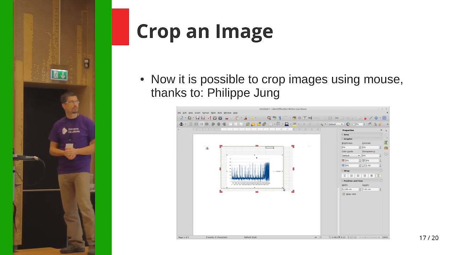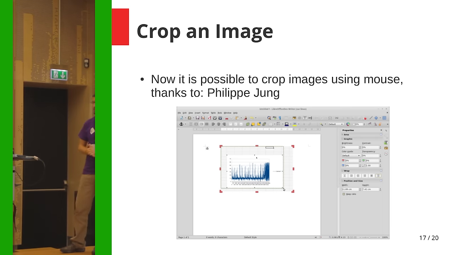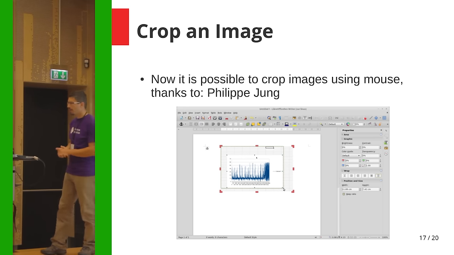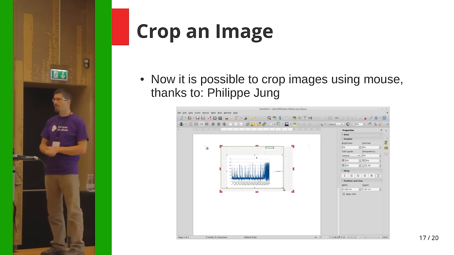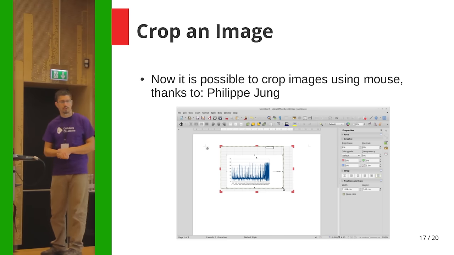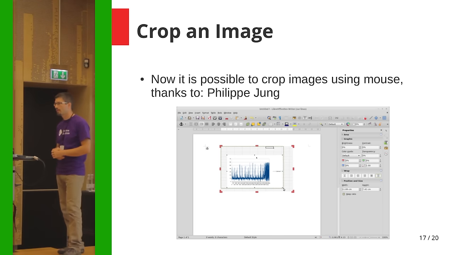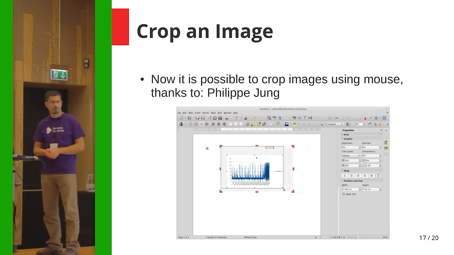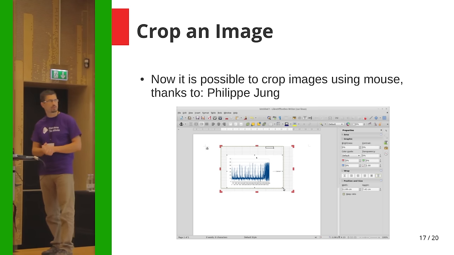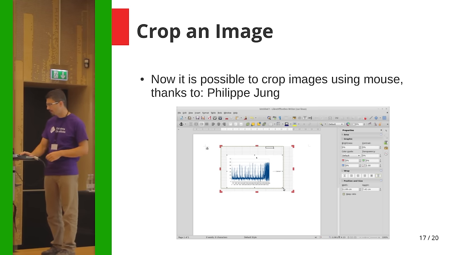And also a great new feature that appeared in the 5.0 was cropping an image using the mouse. Because previously it was only possible to crop the image by typing in the numbers. And of course, you usually do not know if you want to crop it at like 10 centimeters or 12 or whatever. So it is much more convenient to use a mouse. So thanks so much to Philip for implementing that.